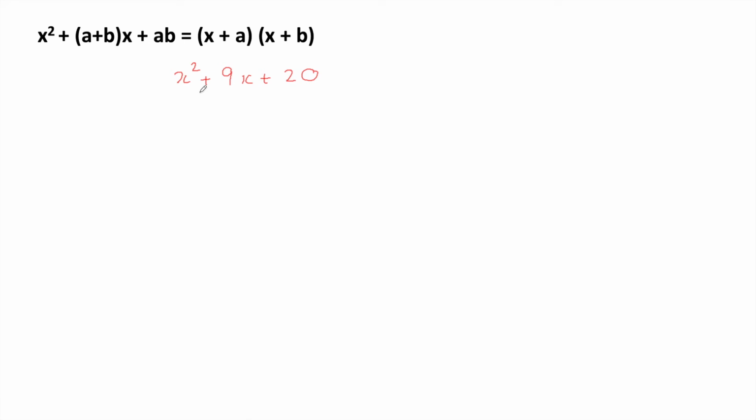So which identity we will use here to find the factors for this? Actually these are not two terms. So we cannot use a square minus b square is equal to a plus b into a minus b. This is only applicable for two terms and both the terms should be perfect squares. So this is not applicable.